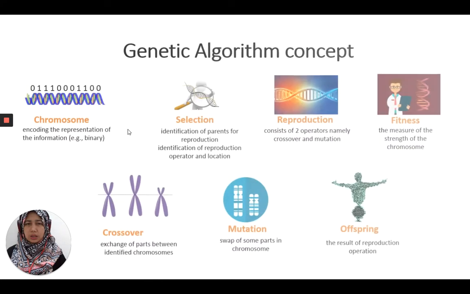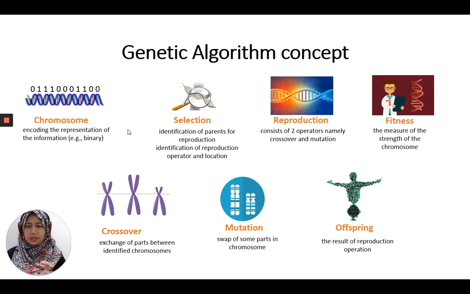Right, let's proceed to the specifics of each genetic algorithm concept. The chromosome is a way to encode the representation of information. So binary is an example of representation, 0 to indicate false. If you recall last week's exercise from the table, then 0 can represent no or false, and 1 can represent true or yes.